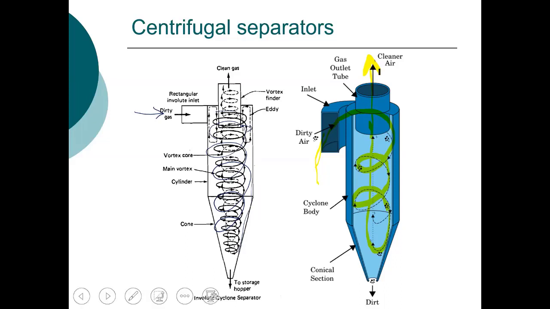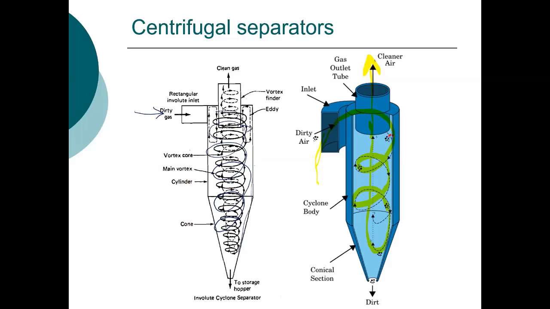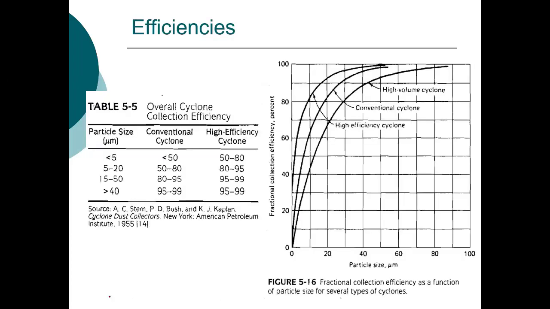The particles, on the other hand, let's go back and use the pen, and the particles here deviate from the path, hit the wall, so they're unable to stay with the path. They deviate, hit the wall, and then will fall down into a hopper below. It's just another image of a vane axial separator, and you can see the vanes here. And so as the air moves in, these vanes are causing the air to make this circular pattern through the centrifugal separator.